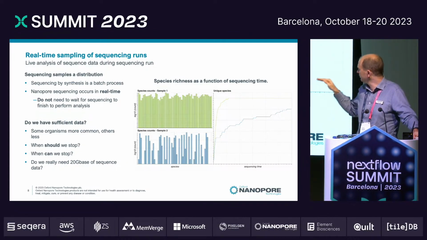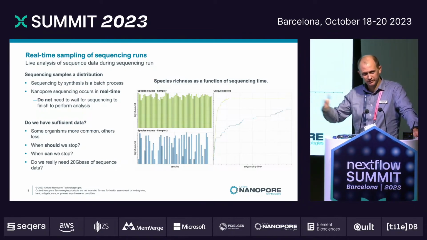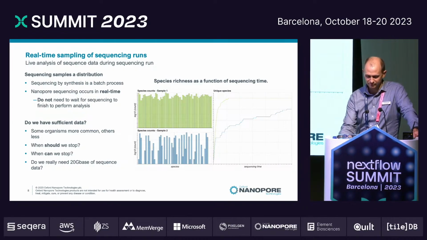Practically, this means that if you can see that this saturation is happening, you can stop your sequencing. You don't need to sequence more and more and more stuff. You can have some confidence that you've seen everything that's present.